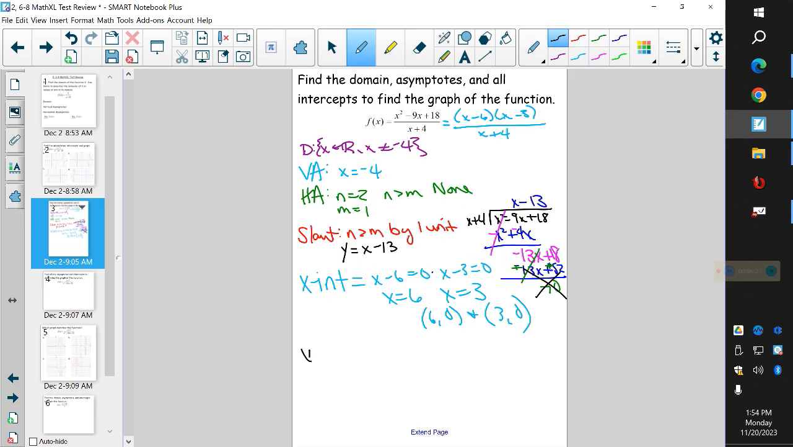My y-intercept is whenever all of your x's are gone and you're left with 18 over 4, which reduces down to 9 over 2, which gives you the point 0, 4.5. So be very careful. Make sure you're watching how MathXL wants you to put that in.